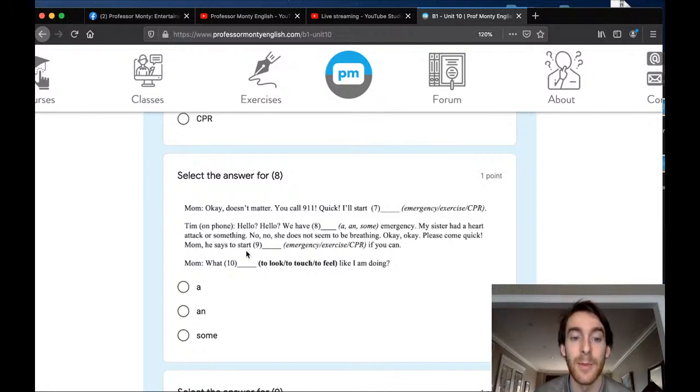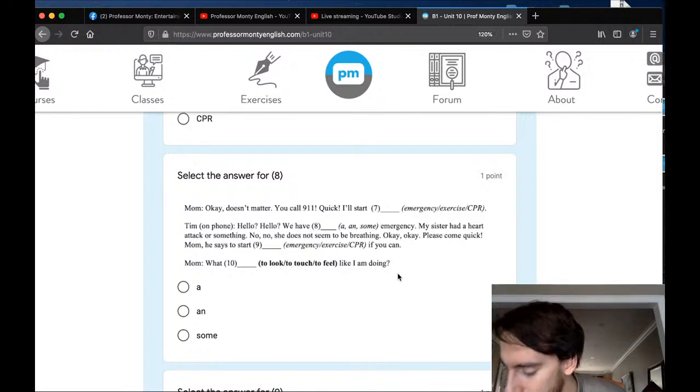So when Tim says, Mom, he says to start CPR if you can. Mom says, what does it look like I'm doing? Because she's already performing CPR. She's already doing that action. So what does it look like I'm doing? Right? So that's why. Do you understand that? I hope so.